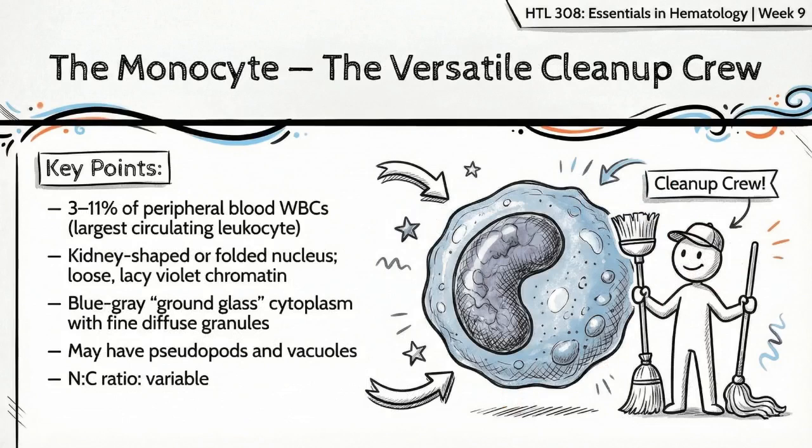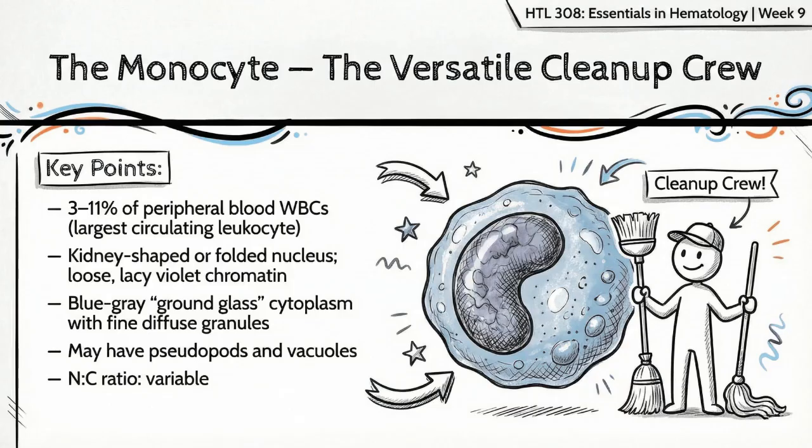Monocytes are the largest circulating leukocyte, and they are wonderfully variable, which makes them both interesting and occasionally frustrating to identify. The nucleus is kidney-shaped or deeply folded, with loose, lacy violet chromatin, not the dense, clumped chromatin you see in lymphocytes. The cytoplasm is blue-gray with a characteristic ground glass appearance caused by fine, diffuse granules. Monocytes may also have pseudopods, little cytoplasmic projections, and vacuoles. They make up 3 to 11% of peripheral blood leukocytes.